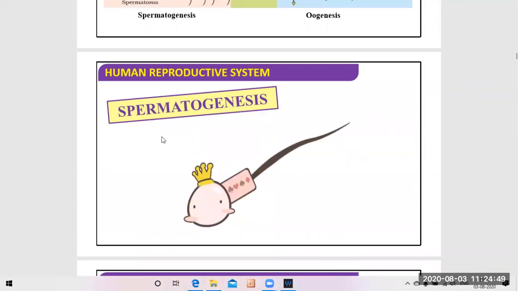Next, this is the structure of the sperm, which is formed by the male. This structure is called the head. This is the neck region: head, neck. This is the middle portion, and last is the tail. Head, neck, middle portion, and tail. This structure is called the sperm of the male.